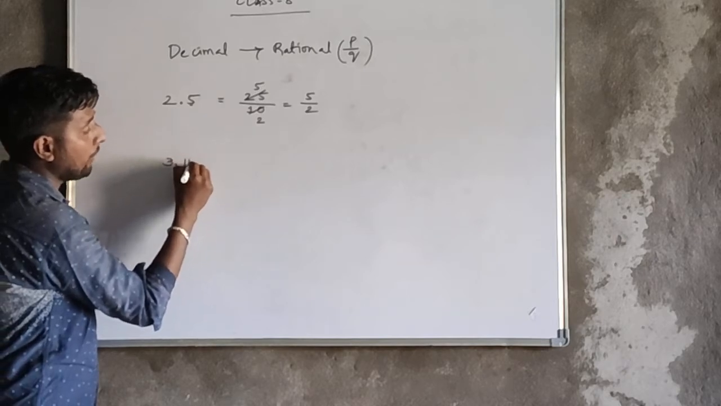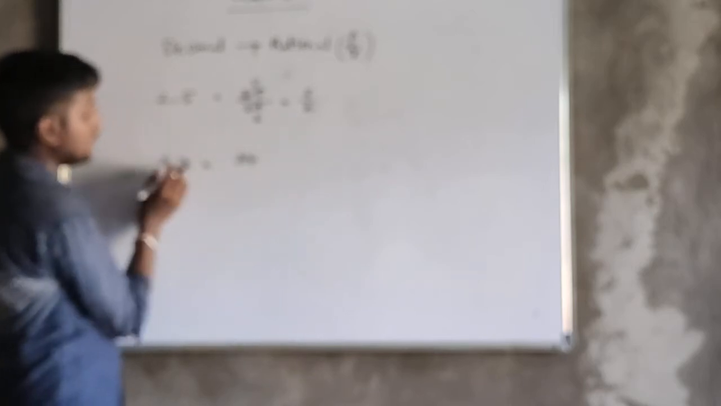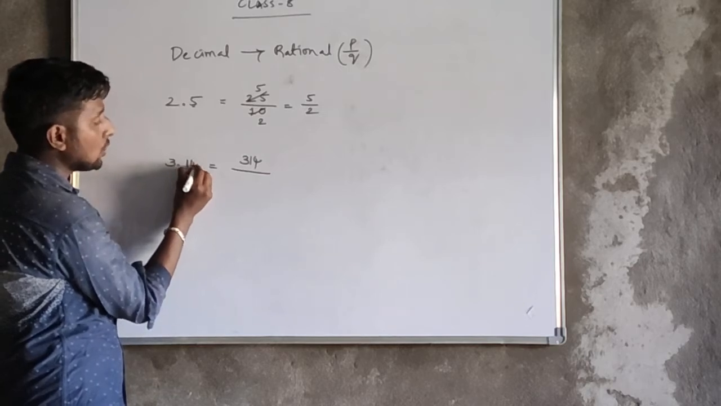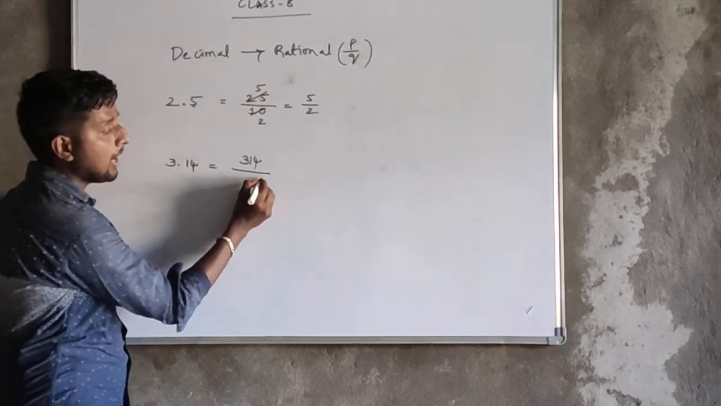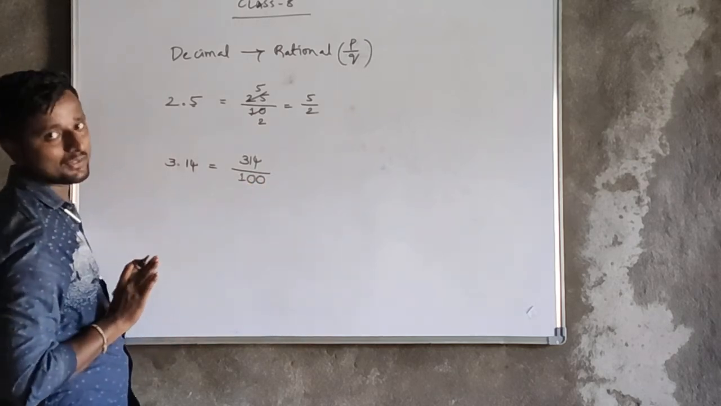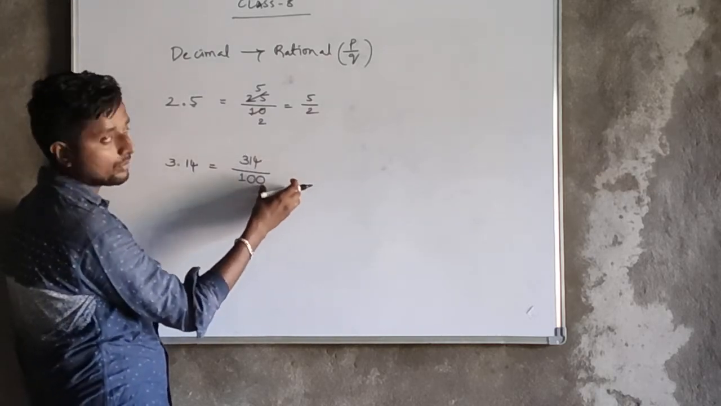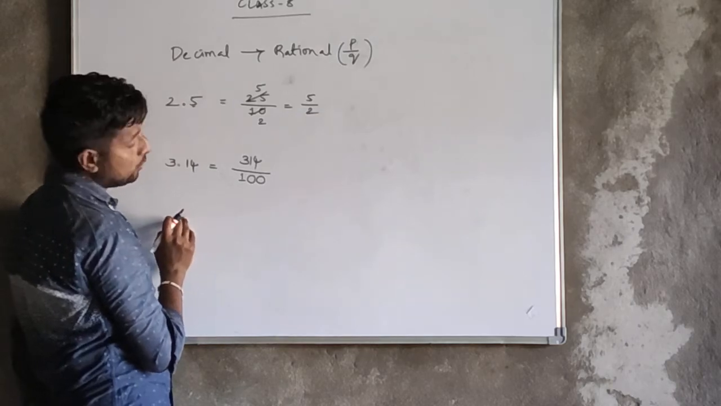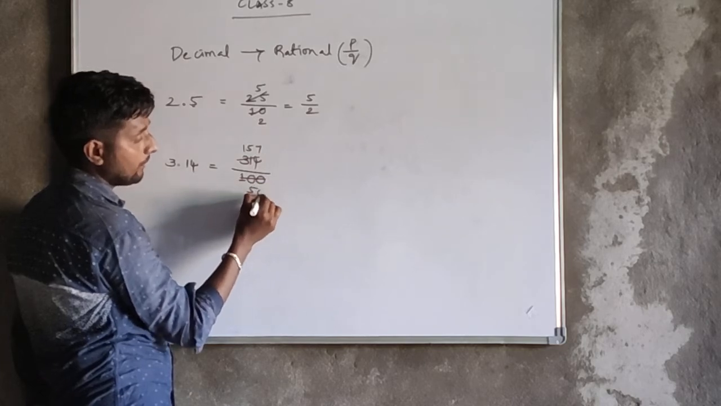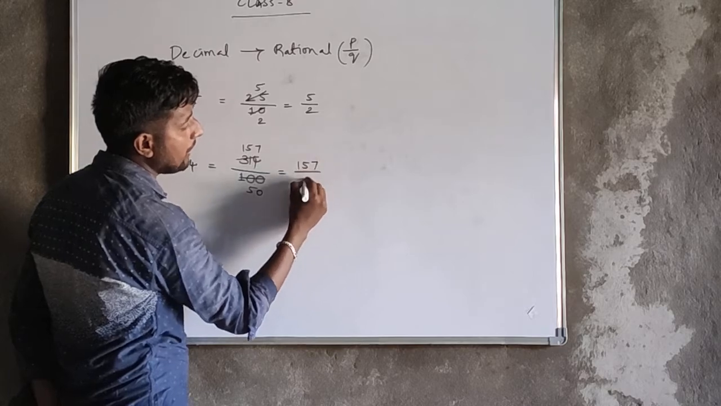Next, 3.14. Look, we'll write all digits together. 3, 1, 4 I have written together, by, after the decimal, look at 1, 2, 2 digits. So now I'll write 2 zeros with 1. So 100, correct? Now cancellations: last digit is even, 0, so it will be cancelled by 2. So 157 by 50. And cancellations again, nothing. So we'll write 157 by 50.